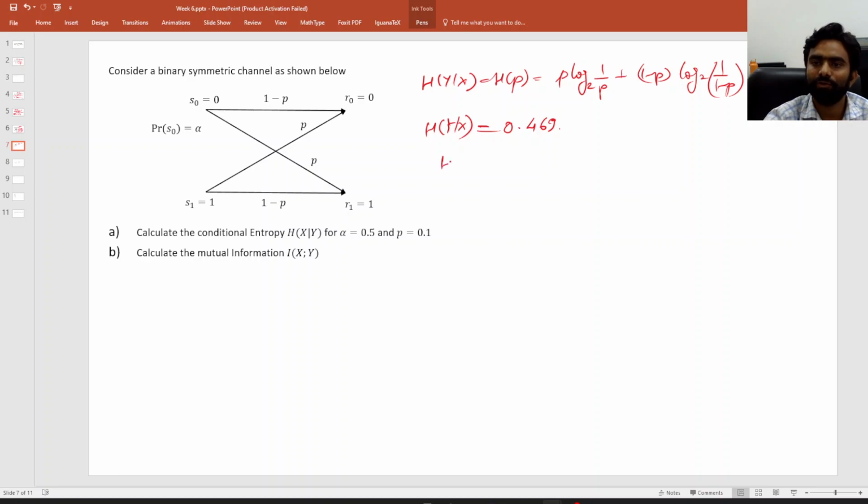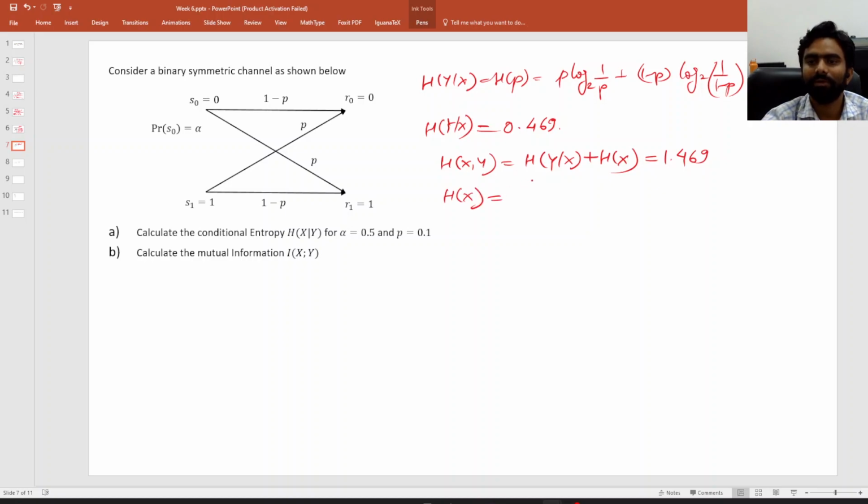Now how to find H of X comma Y? So here you can directly find by using H of Y given X plus H of X. So it would be 1.469. Oh, sorry. H of X is remaining. Na? I have not found H of X. So H of X is simple only.